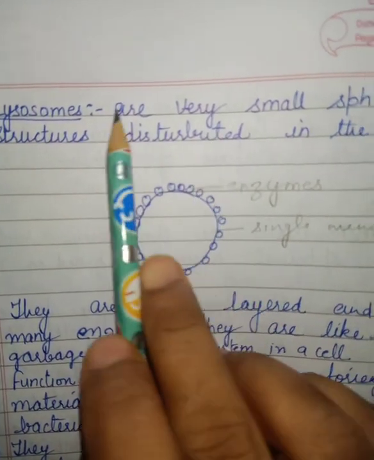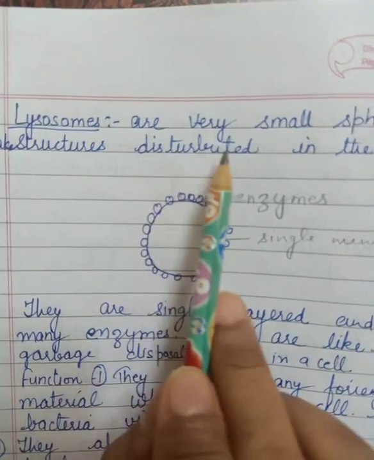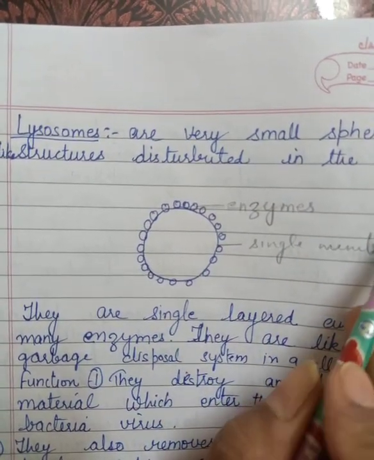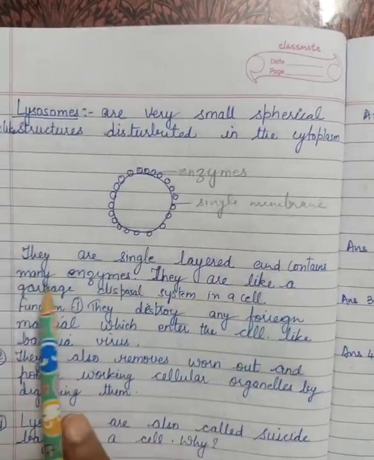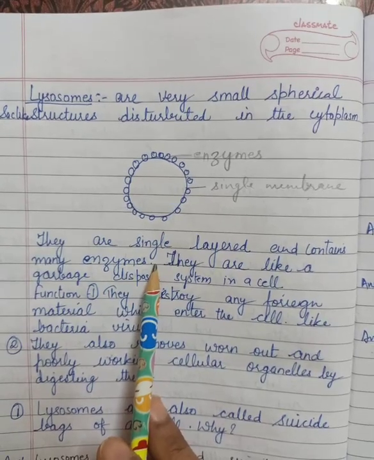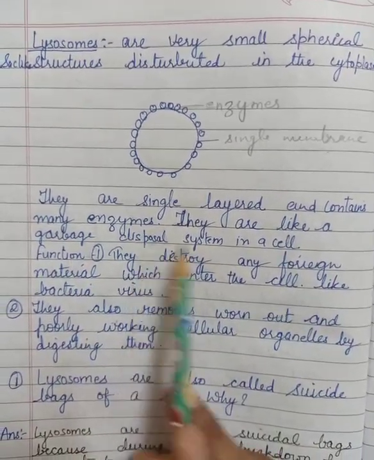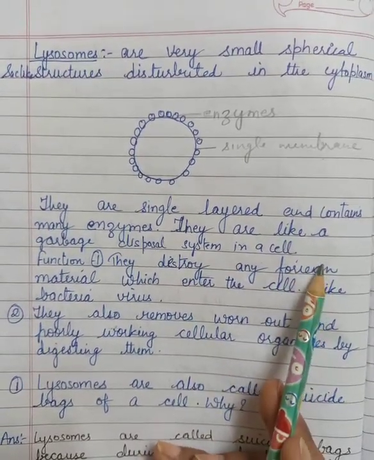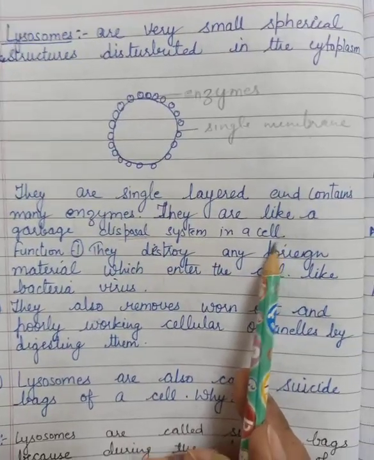Okay, now if you have to write about lysosome, how you are going to write? As I have shown you, lysosomes are very small spherical sac-like structures distributed in the cytoplasm. They are single layer and contain many enzymes. They are like a garbage disposal system in a cell. Now what does it mean? Garbage disposal system in the cell.